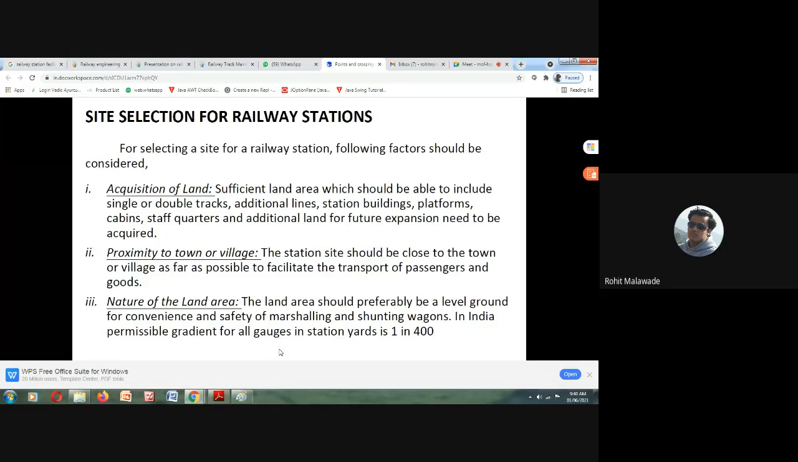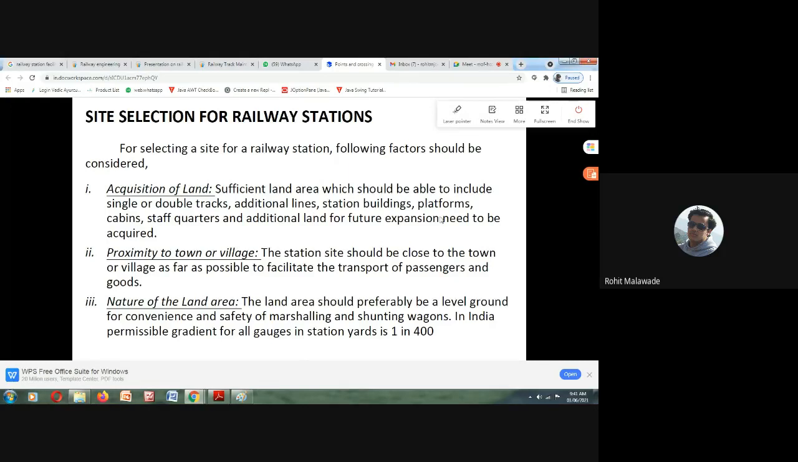Now we will be seeing the site selection criteria for the railway station, where we can have the railway station. For selecting a site for a railway station, the following factors should be considered. First is acquisition of land.